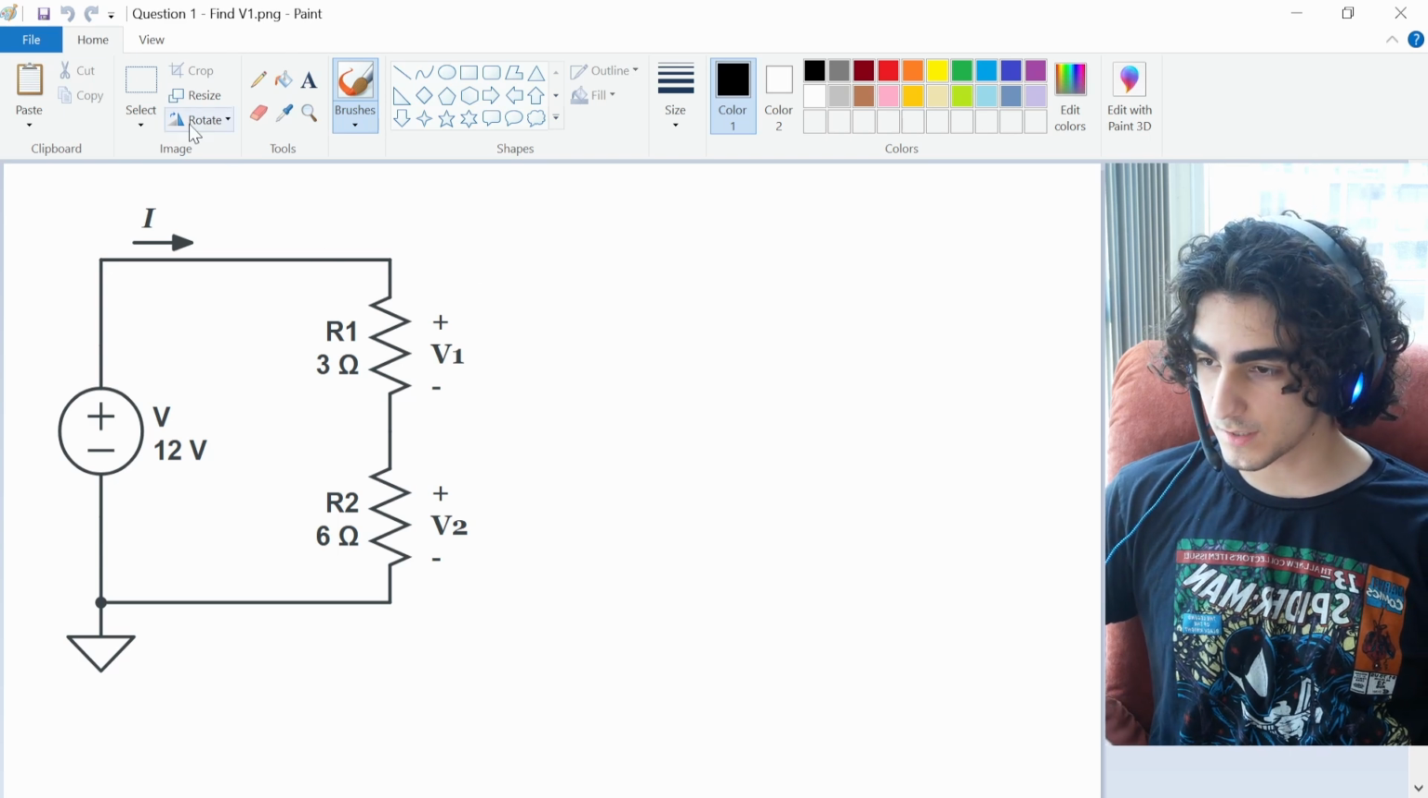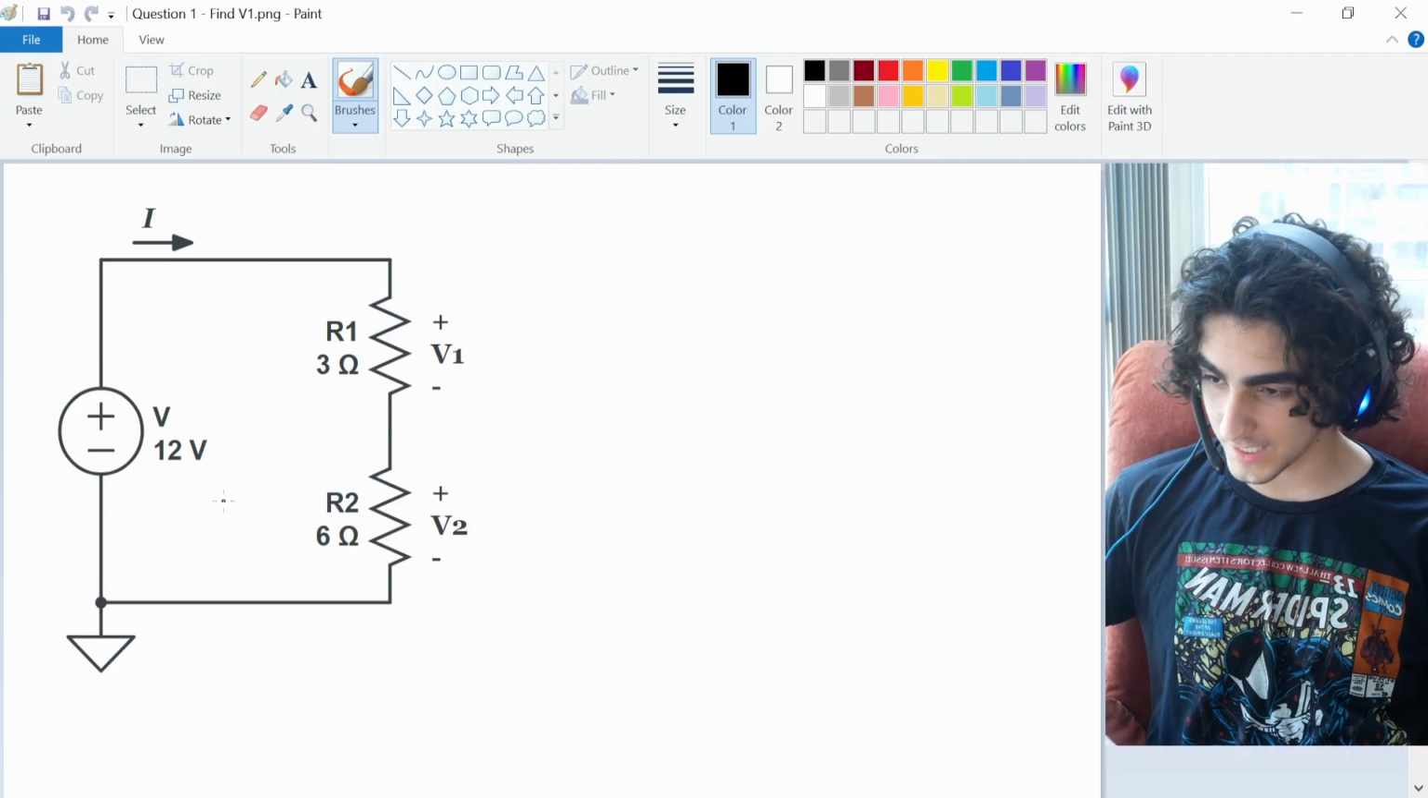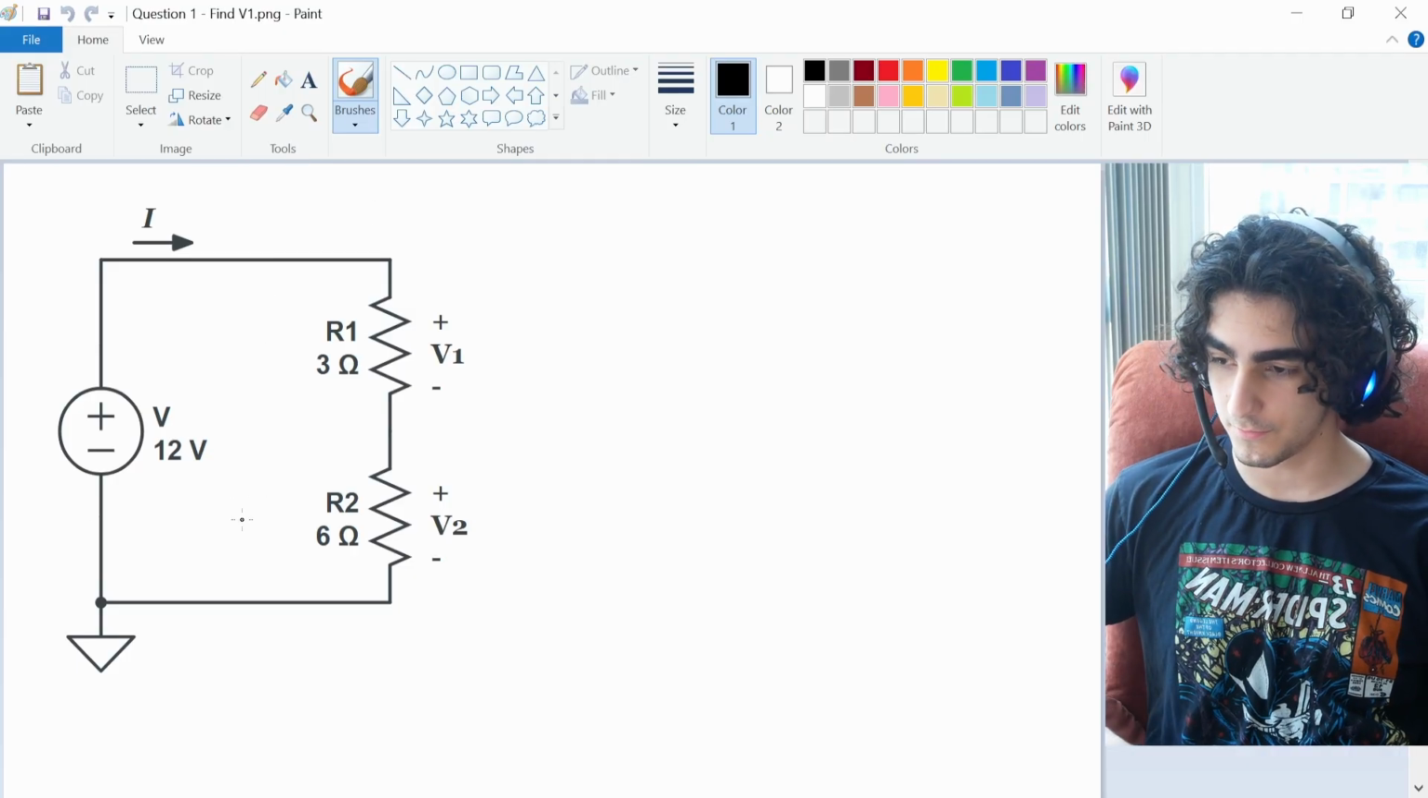All right, so this question says find V1. So let's actually analyze the circuit first before trying to find V1.